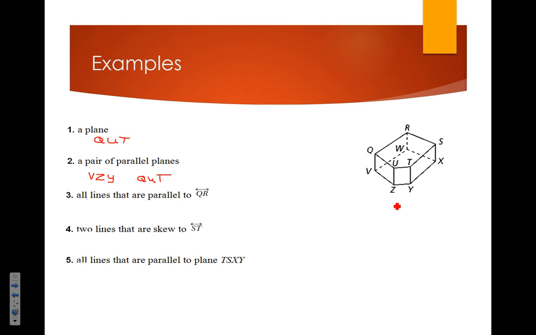Okay, so I have all lines parallel to QR. I've got a whole bunch of different lines that are going to be parallel to QR. It's going to be ST. Oops, I didn't draw that very well. It's going to be this VW, and it's going to be the XY. So VW and XY.